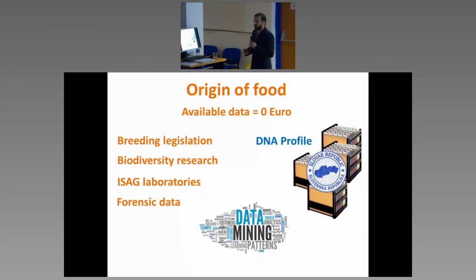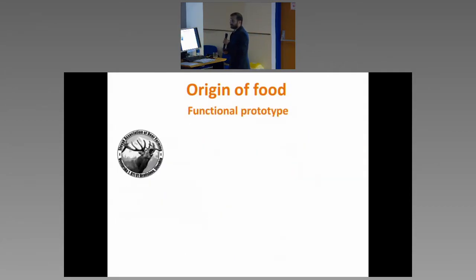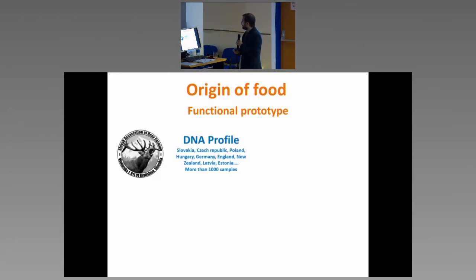But it's really not so simple, because this is just a theory. So we tried to see if it's even possible. We prepared a functional prototype. We cooperated with the Slovak Association of Beef Farming, so we focused on venison. We got a grant. The first part was really funny because we traveled around the world. We collected samples from Slovakia, Czechia, Poland, Hungary, which are our near neighbors. Then we collected samples from huge producers of venison, which are Germany, England, New Zealand, and then we collected samples from Latvia, Estonia, and so on.